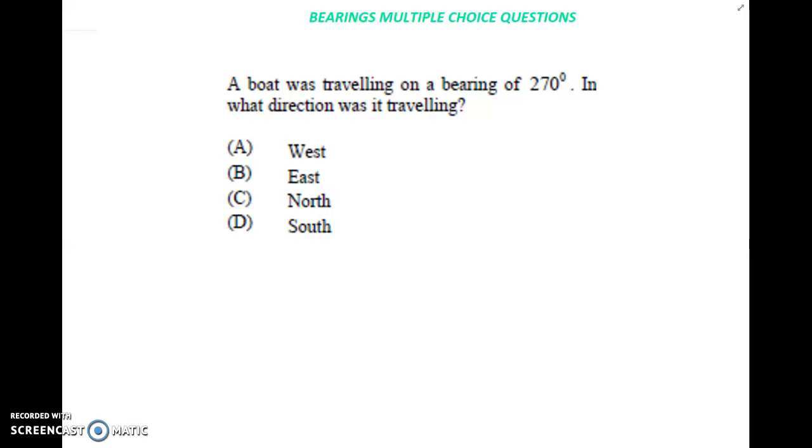Hi everyone, today we're looking at bearings, multiple choice questions. Bearings comes under the main topic of geometry and trigonometry. So let's look at the question we have in front of us here.